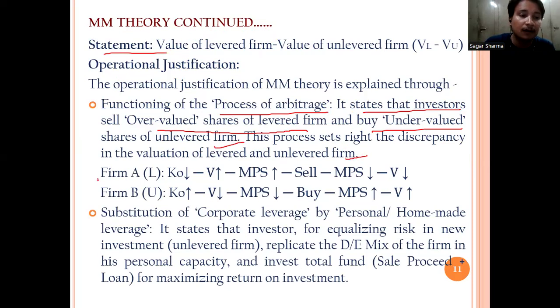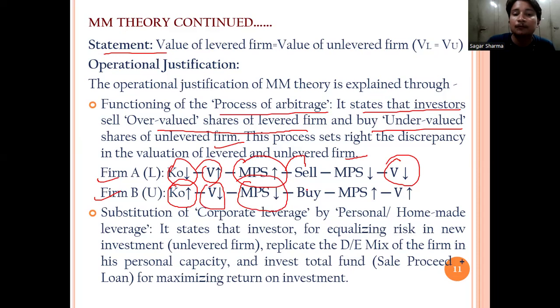You can see firm A is a levered firm. Its overall cost of capital is less, value of firm is more, MPS is also more. So the investor will sell its shares and MPS will come down and value of firm will also come down. And firm B is an unlevered firm. Its overall cost of capital is more, value of firm is less, MPS is also less. So the investor will buy its shares and MPS will grow up. So the value of firm will also go up.